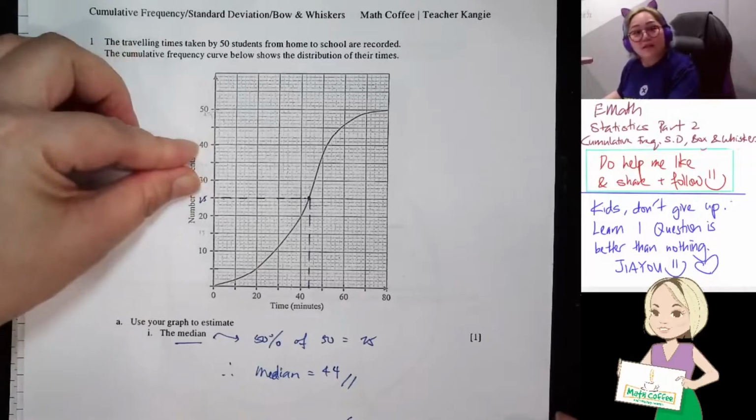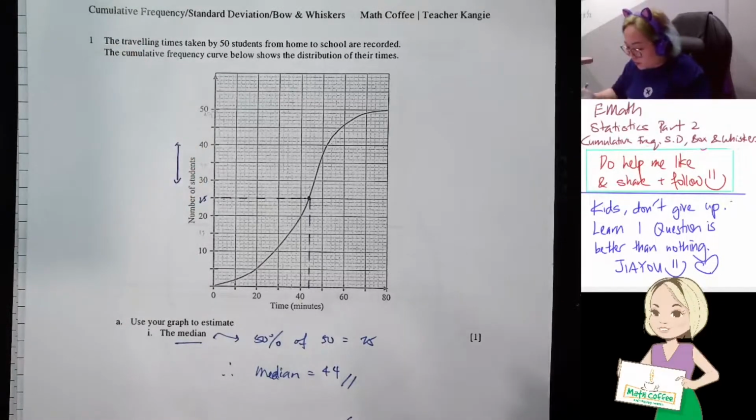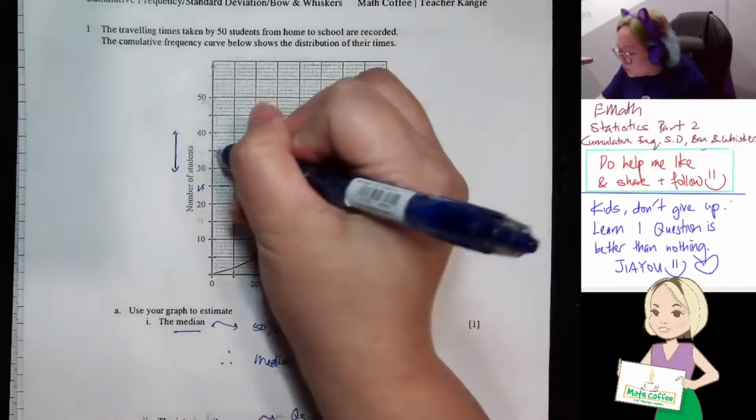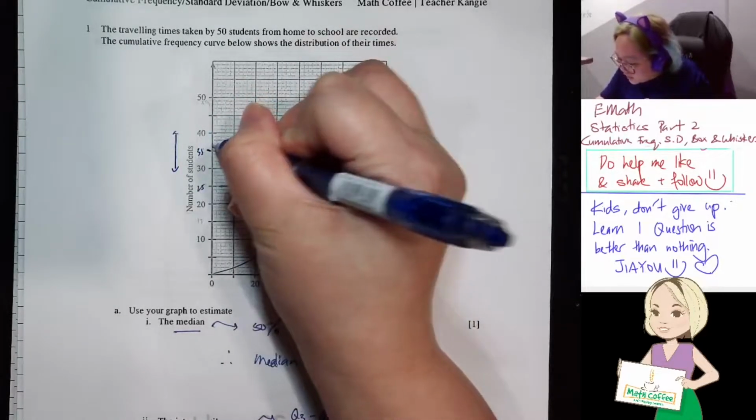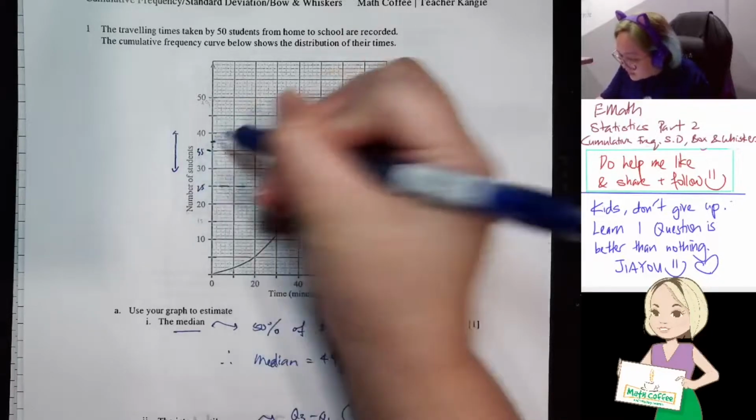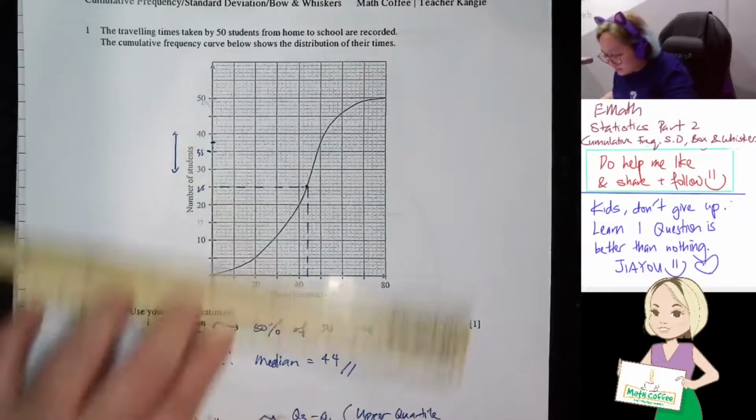So 10 divided by 10 is 1. So one small square is 1. So I want 37.5. So it will be 35 is in the middle here. So you will know you go to 36, 37. 37.5 is here.